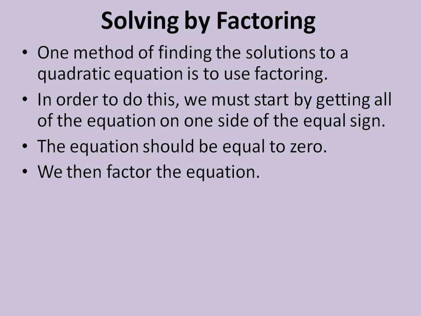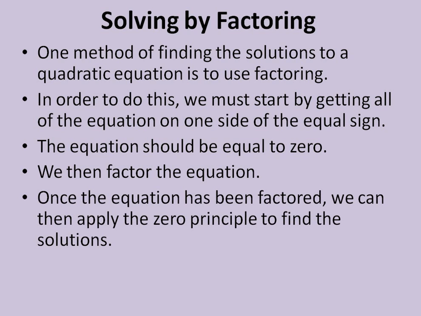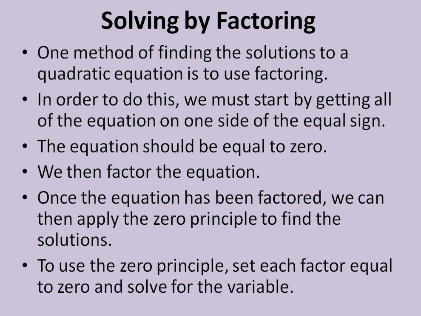Once we get it equal to 0, we're going to factor the equation out and apply what we call the zero principle. The zero principle is a technique based on the fact that anytime we multiply things together and they're equal to 0, then at least one of the terms in the multiplication problem should be equal to 0. So we're going to use that by setting each factor equal to 0 and solving for the variable at that time. So bear with me a little bit here. We're going to look at some examples, and hopefully that'll clear things up. But we call it the zero principle.